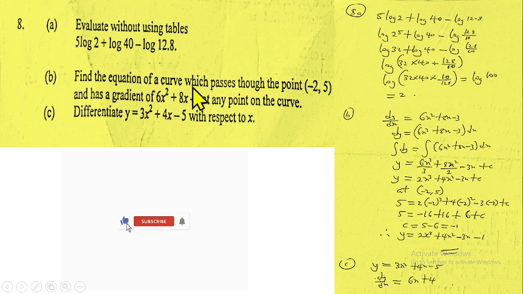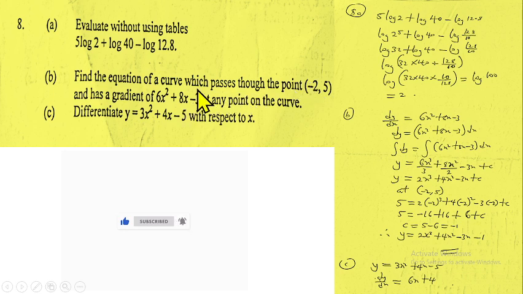Question number 8b is from integration and differentiation. One way or the other, the question depends on differentiation and integration, in the sense that we have to find the equation of a curve which passes through the point with coordinates minus 2, comma 5, and has a gradient of 6x squared plus 8x minus 3 at any point on the curve.